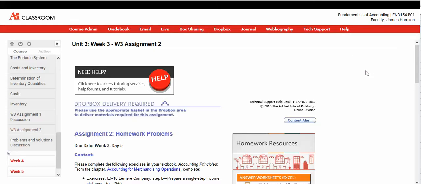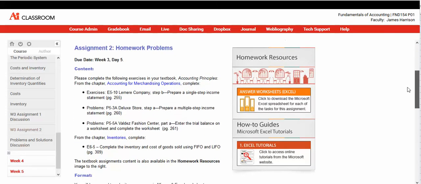Okay, class, welcome to week 3, assignment 2's homework problems. So we're going to have 4 different problems. 5 will be from chapter 5 on merchandise inventory, and 1 will be on inventories, chapter 6.